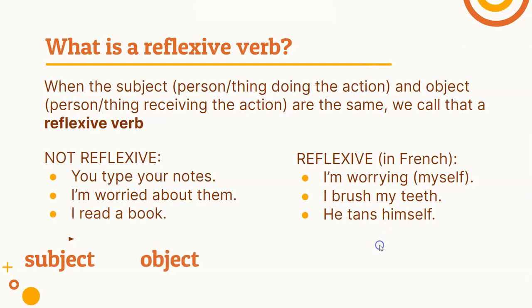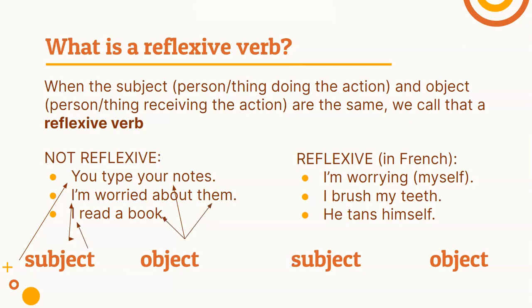So we can kind of illustrate that here. You see that for the sentences that are not reflexive, we have our subject, and then our object is somewhere else. You, and then your notes. I, and then them. I, and then a book. Right? The subject and object are in different spots for a sentence that is not reflexive.